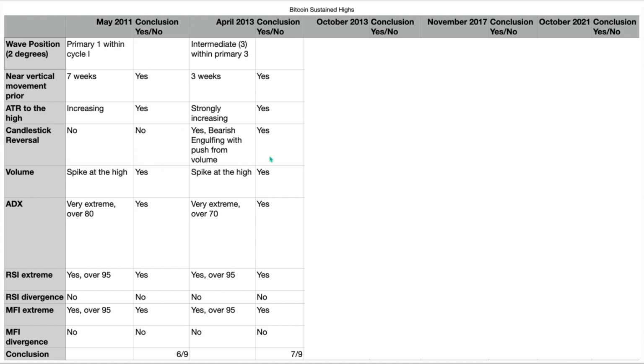In these conditions of a very extreme ADX and very extreme RSI, I would give that bearish engulfing pattern a lot of weight, and I would be pretty confident, as I was in November 2017, which we'll get to, I'd be pretty confident of calling a high there if the Elliott wave count was complete, and it is a beautiful fit and complete.